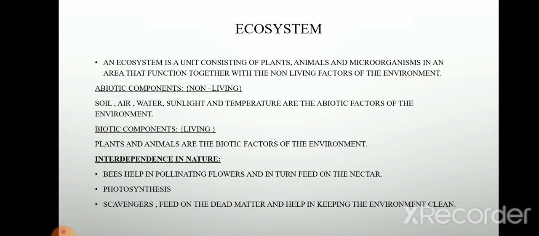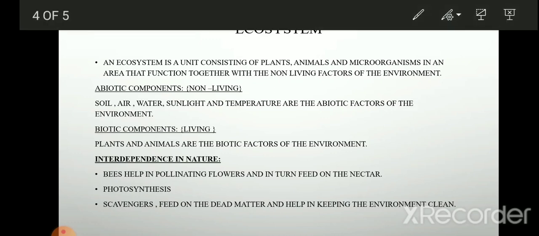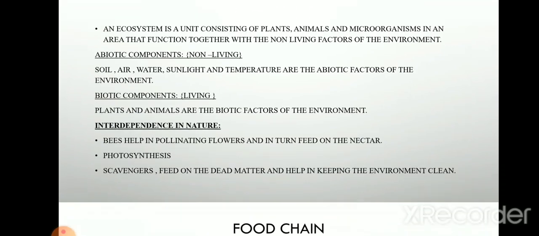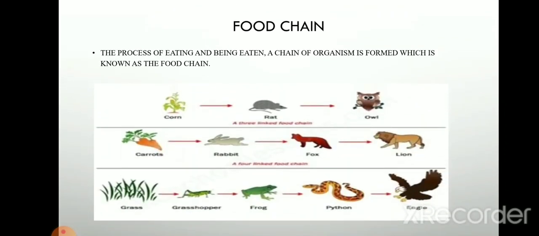The last topic is the food chain. Now I hope you all have a basic idea about what a food chain is. Okay, as we have already seen in interdependence in nature, everyone is dependent on the other for its needs. In the same way, the process of eating and being eaten is known as a food chain. A chain of organisms is formed when one eats another.